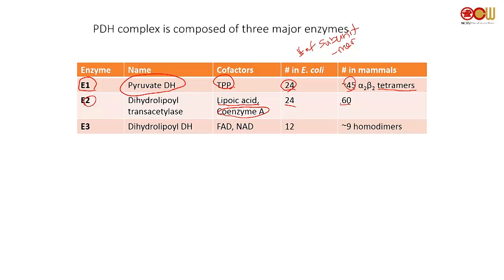And the last one is the dihydrolipoyl dehydrogenase. This is a dehydrogenase, and it's going to transfer the electrons onto FAD, FAD to NAD. So the cofactors used here are primarily the oxidation-reduction cofactors. In E. coli, you have about 12 of these, and in mammals, you have about 9 homodimers, so a total of 18 or 20.